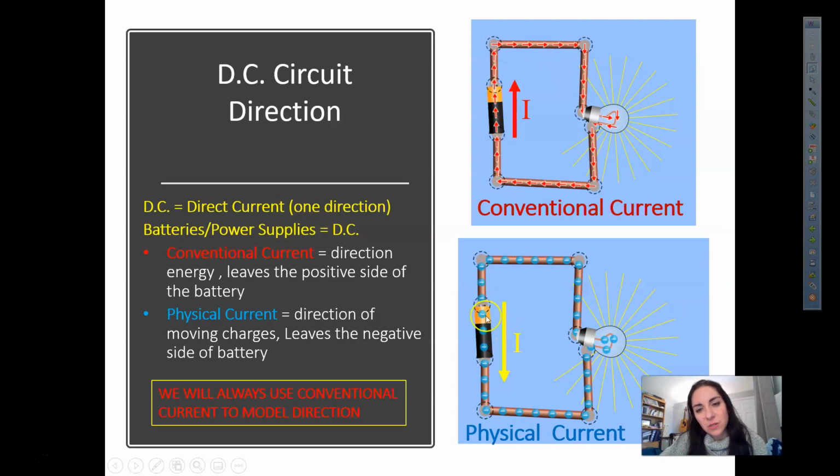And instead of measuring the current of the electrons, we measure in terms of energy. The energy starts from the top of the battery out. So that's conventional current. We will always use conventional current. I mention it because I want you to know in reality it does the opposite of how we model it.